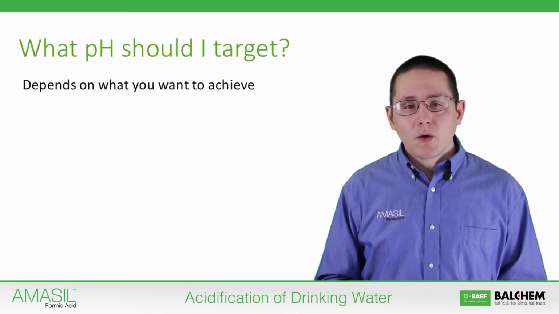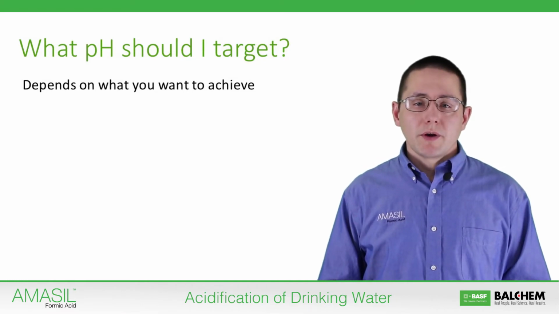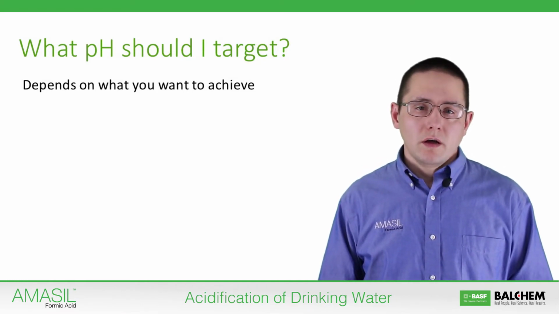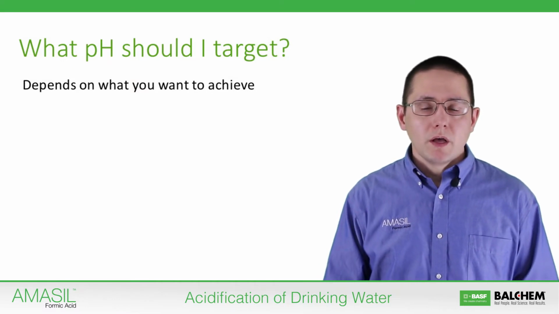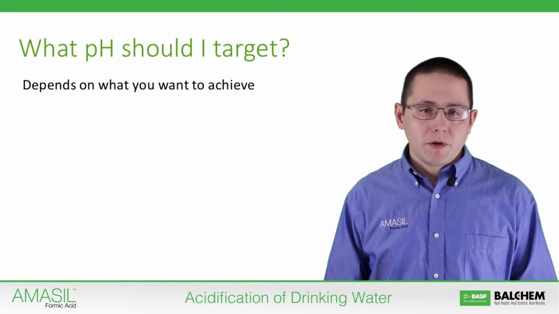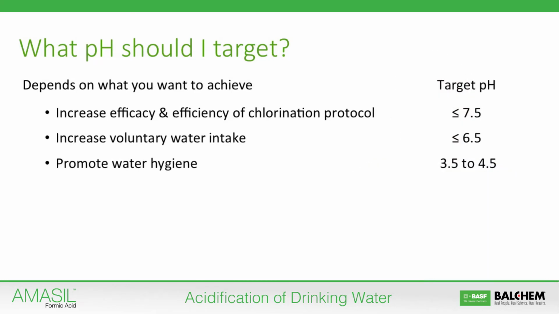So coming up on our second question, what pH should I target? Well, it depends on what you want to do. There is not a one-size-fits-all, particularly when we get into the variations in pH on farm, but there's not even one target pH. Maybe you're just interested in improving the effectiveness of your chlorination protocol. Well, then a pH of 7.5 is what you need. If you're looking to increase voluntary water intakes, then 6.5 might be better.